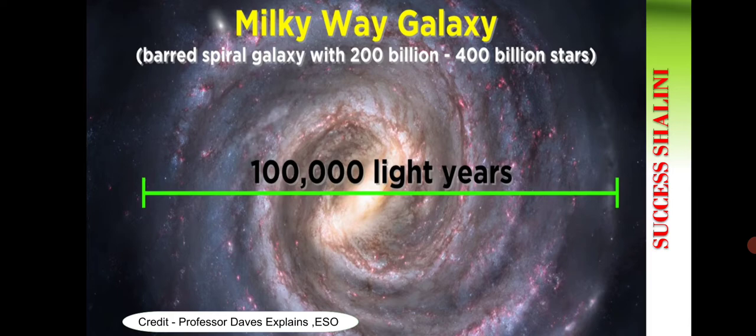Now moving ahead, the Milky Way galaxy, as we can see from this picture, the diameter of our Milky Way galaxy is 100,000 light years, and the thickness of our Milky Way galaxy is very small compared to the diameter. It is around 6,000 light years. And the exact shape of our Milky Way is a barred spiral galaxy with around 200 to 400 billion stars.